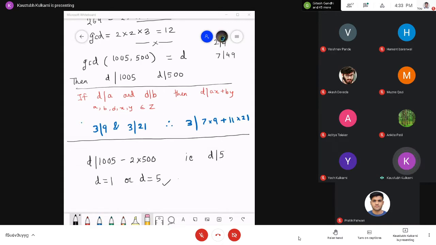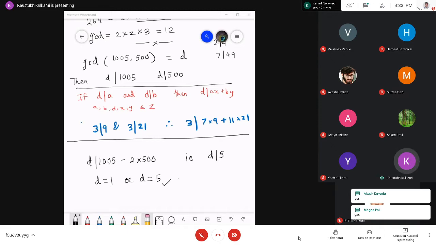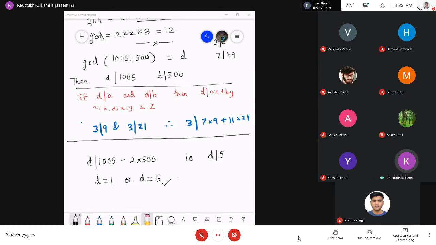Right. So in this case, what I'm saying is GCD of 1005 and 500 is D, some unknown D. Because it is the GCD, therefore it has to divide both the numbers individually. Because D is a GCD of 1005 and 500, D must divide 1005 and D must divide 500.